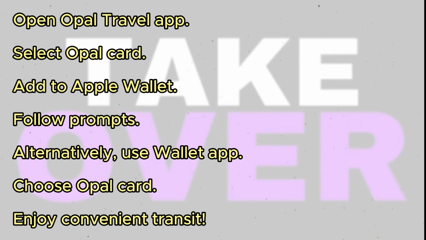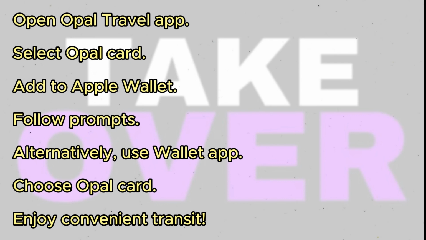Open Opal Travel app. Launch the Opal Travel app on your iPhone. Select Opal Card. Choose the Opal Card you wish to add to your Apple Wallet from the app. Add to Apple Wallet. Tap on the Add to Apple Wallet button within the app. Follow the prompts displayed on your screen to complete the connection process.